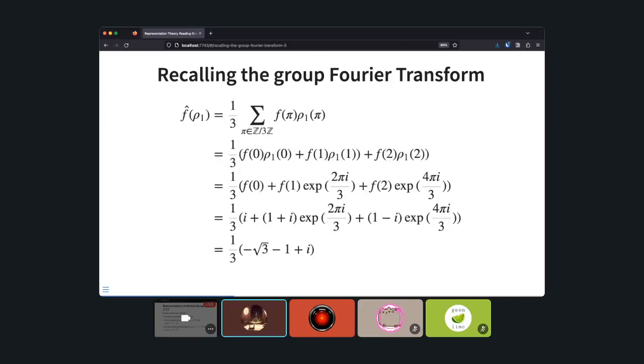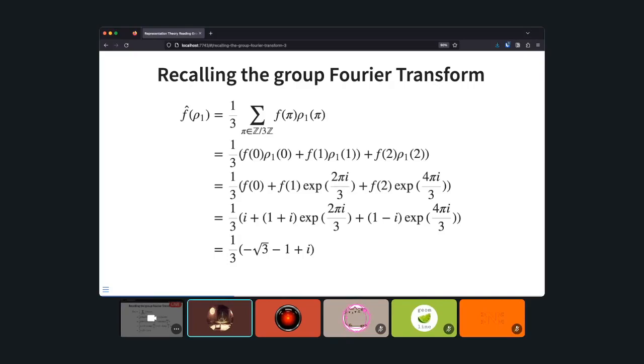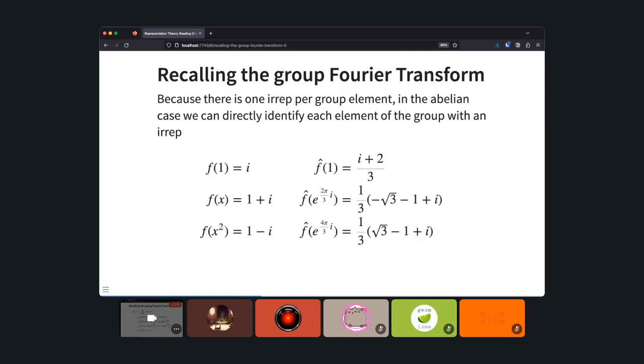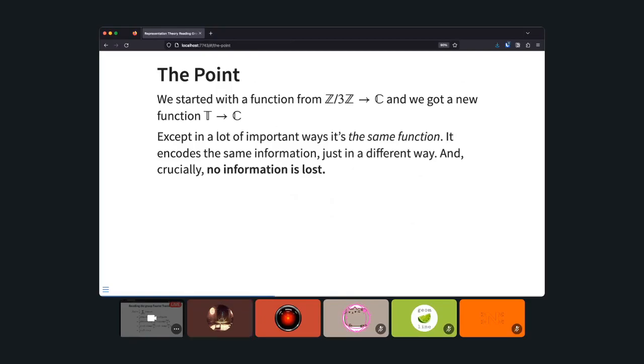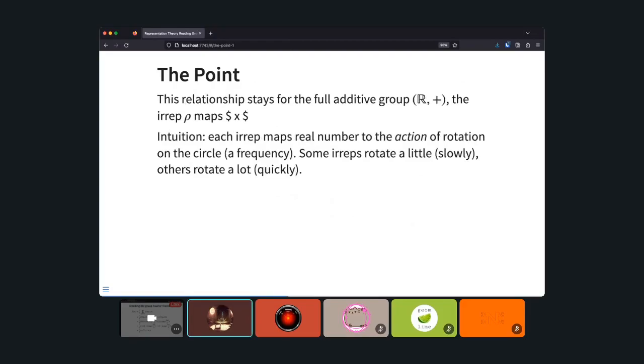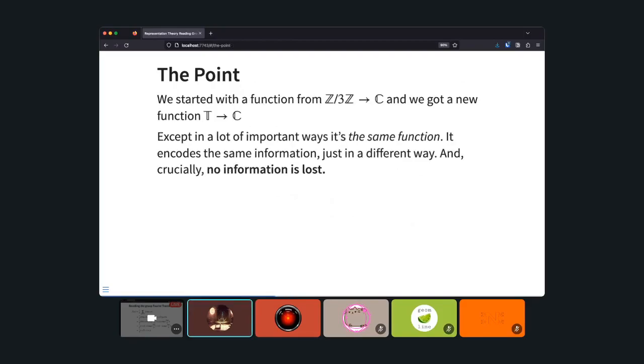But the one thing I'll say is that the difference between this and this is that these two get switched around. Because this is an abelian group and we get one irreducible representation per element, we just get this other version of the same function, and no information is lost. And we know that no information is lost because we can go from one to the other.